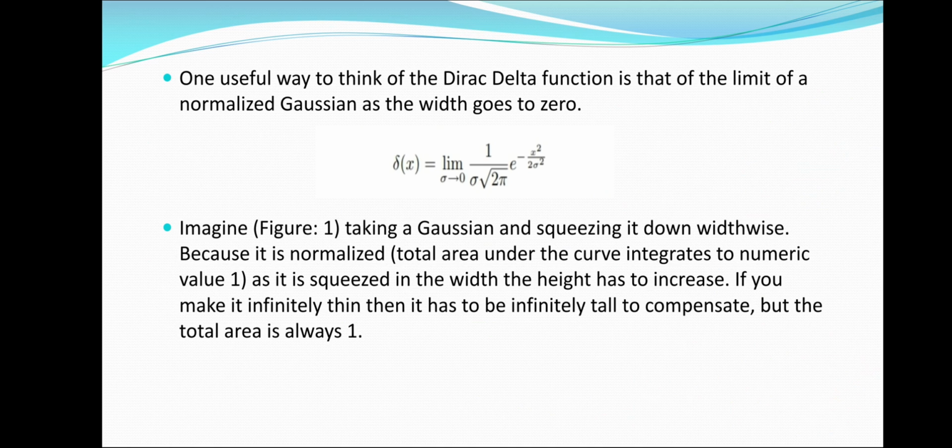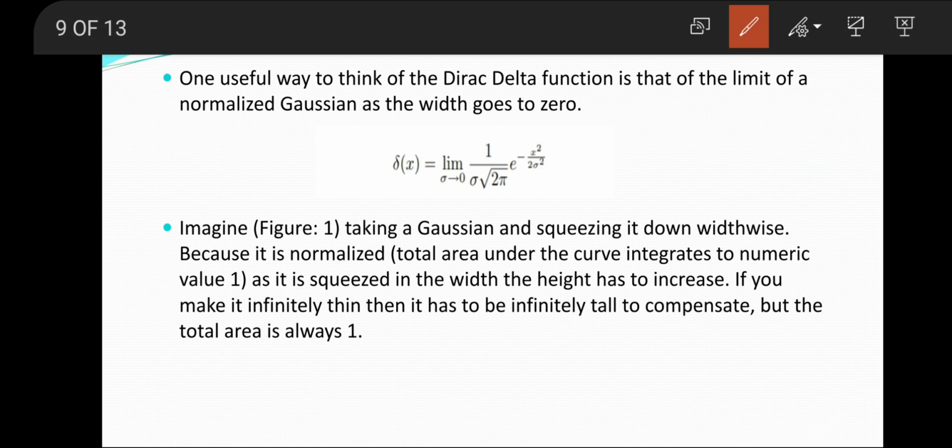So when its width becomes 0, the Dirac delta function can be represented in the form of a limit, which can be written as delta of x is equal to limit sigma tends to 0 of 1 by sigma root 2 pi e power minus x square by 2 sigma square. Imagine taking a Gaussian and squeezing it down widthwise. Because it is normalized, the total area under the curve integrates to the numerical value 1.